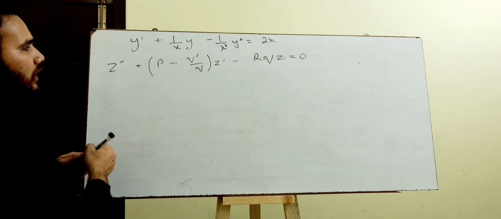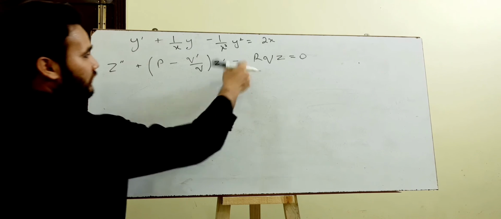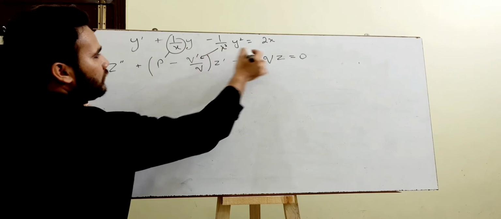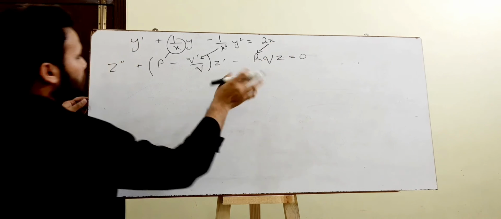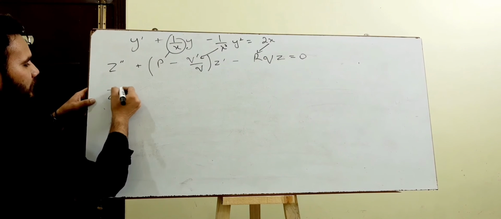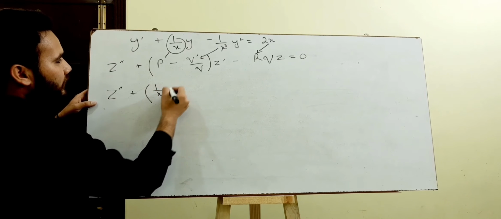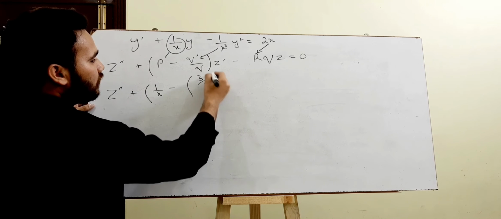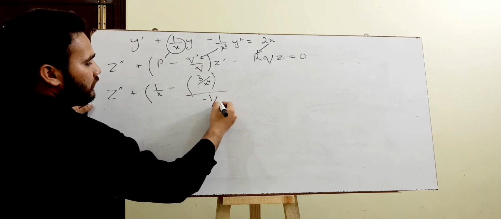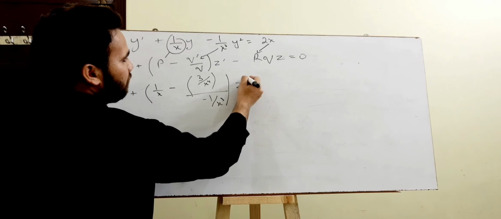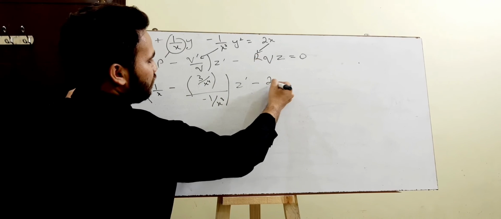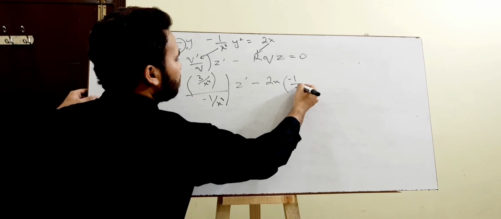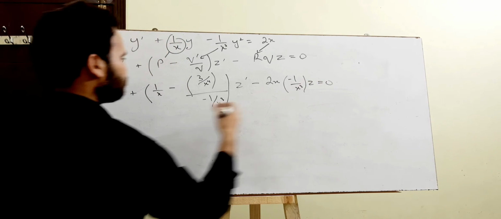So the second order substitution will be, I can found by this result. Here this is my p, and this is my q, and this is my r. So I can transform z double prime plus p, means 1 over x, minus, what is q prime? Q prime will be 3 over x power 4 and q is minus 1 over x cube. Z prime minus r, means 2 times x and q. What is q? Q is minus 1 over x cube, and z equals to 0.